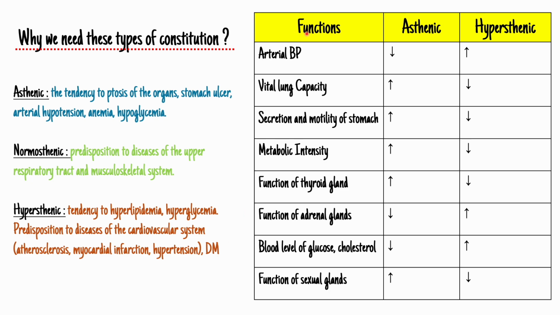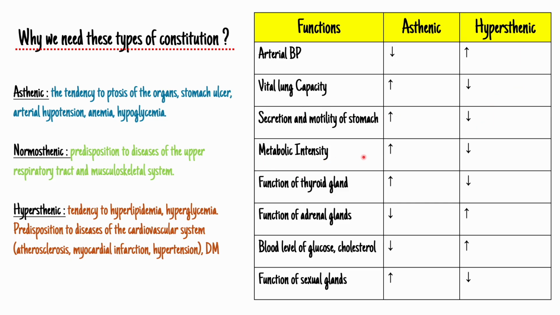And to find out about them, we have here the body functions in the asthenic and hypersthenic types. In arterial blood pressure, we find out that in the asthenic people, they have a decrease in blood pressure, while in the hypersthenic, it is more. Vital lung capacity in asthenic is more, but in hypersthenic is decreased. Secretion and motility of the stomach in asthenic is increased. That's why they have stomach ulcer, while in the hypersthenic it's decreased.